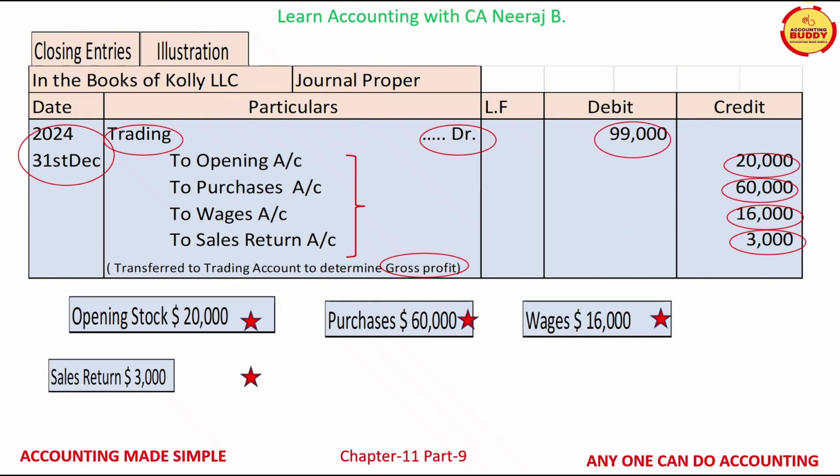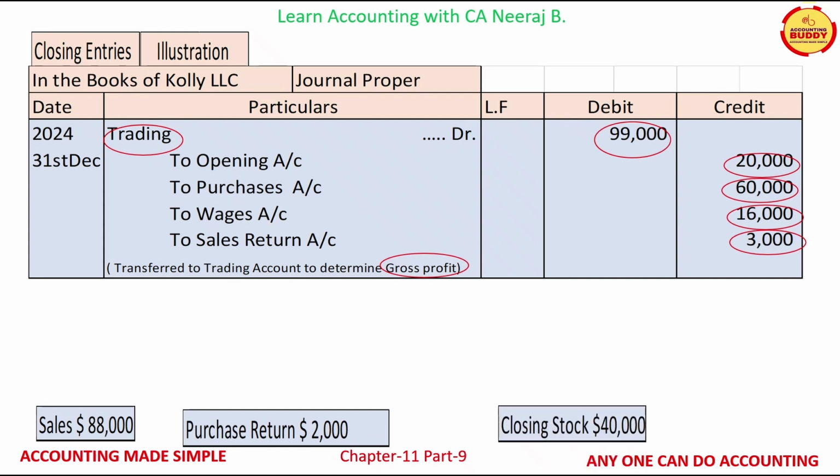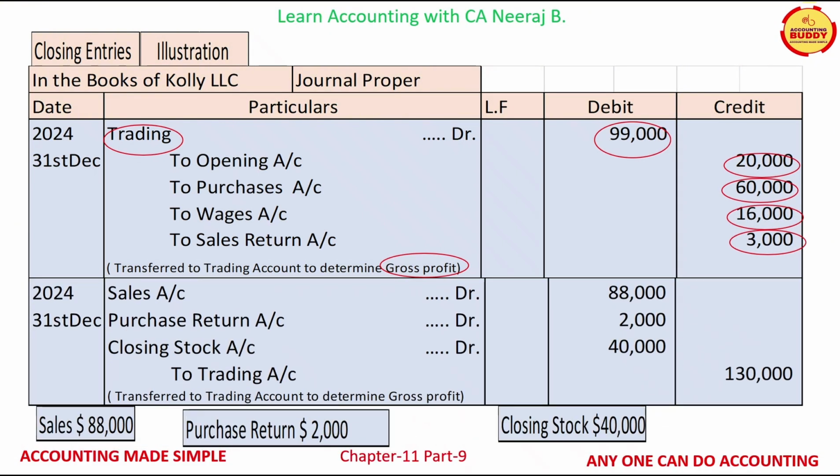Now identify the income nominal accounts for which the closing entry will be passed in the trading account. These income nominal accounts are sales $88,000, purchase return $2,000 and closing stock $40,000. The journal entry for the income nominal accounts will be passed as displayed on your screens to determine the gross profit. The entry will be passed on 31st December 24, that is the last day of the accounting period.